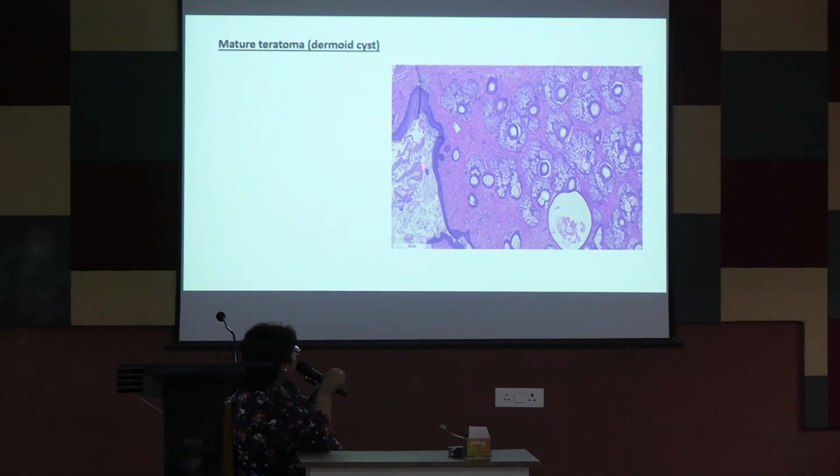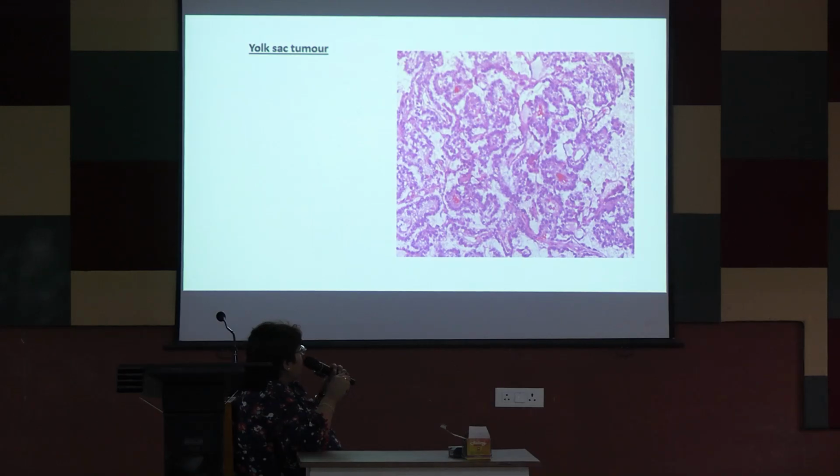Here is the keratin. You can see the keratin here also. And in the stroma, you cannot find any immature components. So, this is a mature teratoma. This is Yolk sac tumor and these glomerular structures.